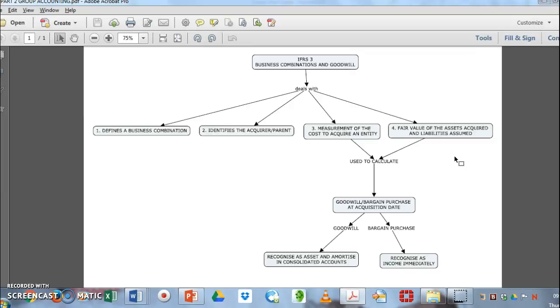part of the subsidiary. Those amounts we then use to calculate what is referred to as goodwill or the bargain purchase at acquisition date. When we have goodwill, we recognize it as a separate asset in our consolidated financial statements. When we have a bargain purchase, we recognize it immediately as income, but we'll get to that a bit later.